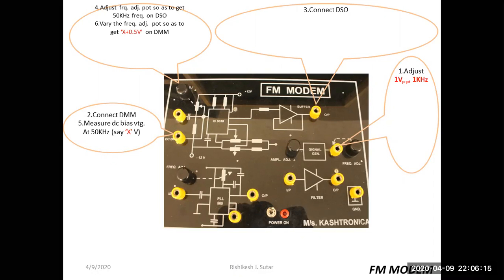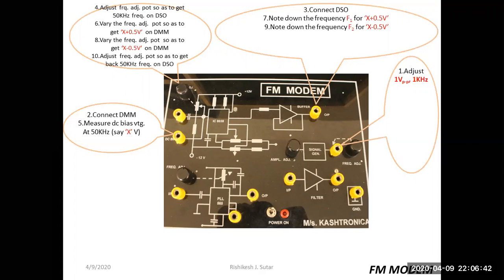Vary the frequency at the spot so as to get X plus 0.5 volt on the DMM. I can note down the frequency at which I am getting X plus 0.5 volt as F1. Vary the frequency at the spot so as to get X minus 0.5 volt on the DMM, and I can note down the frequency at which I am getting X minus 0.5 volt as F2. I can adjust the frequency at the spot so as to get back the 50 kilohertz frequency, that is the center frequency of 8038, and I can disconnect the DMM.